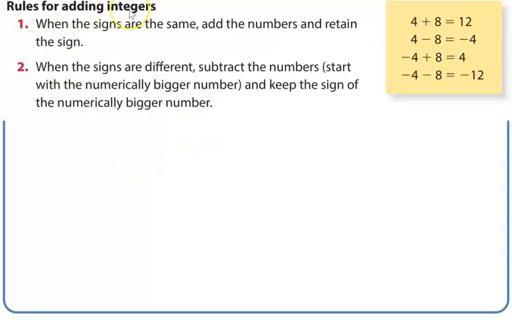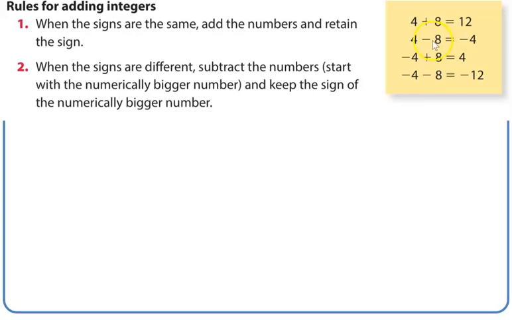The rules for adding integers. When the signs are the same, add the numbers and retain or keep the sign. When the signs are different, subtract the numbers, start with the numerically bigger number, and keep the sign of the numerically bigger number. So for example, if the signs here are the same, so positive 4 plus 8 gives us 12. So we add them and we keep the sign.